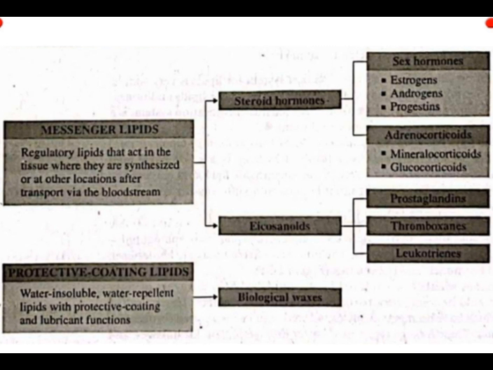And now let's proceed to protective coating lipids. The protective coating lipids also have their own function. The first one is to provide waterproof and protective coating. For example, the biological waxes like those on leaves, fur, or feathers. They help prevent water loss and add lubrication.